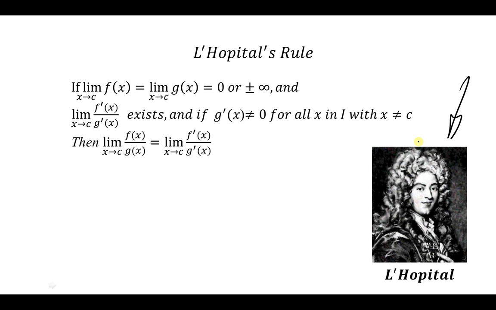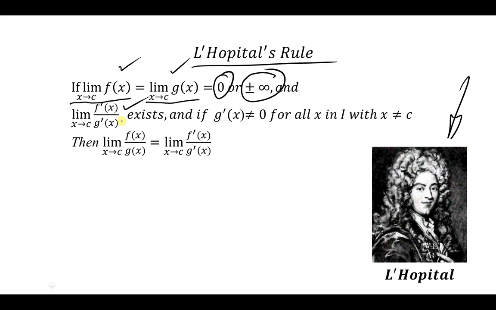I could go look it up, but basically L'Hopital's rule says that if you have two functions, f of x and g of x, and if the limit of f of x as x approaches c equals the limit of g of x as x approaches c, and they are both 0 or they are both plus or minus infinity, and you can calculate the limit of f prime of x divided by g prime of x as x approaches c, and it exists, and if g prime of x is not 0 for all x in an interval with x not equal to c, then the limit of f of x over g of x as x approaches c equals the limit of the derivative of f of x divided by the derivative of g of x as x approaches c.